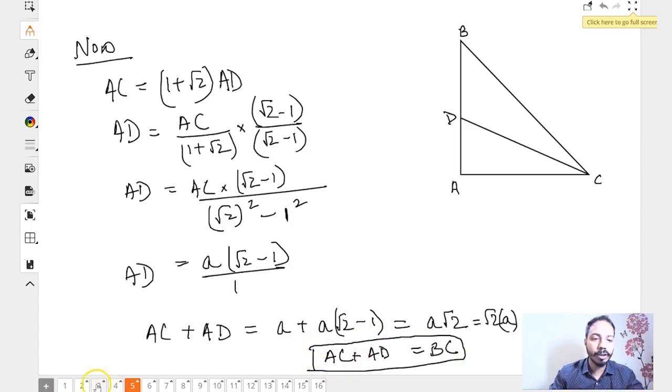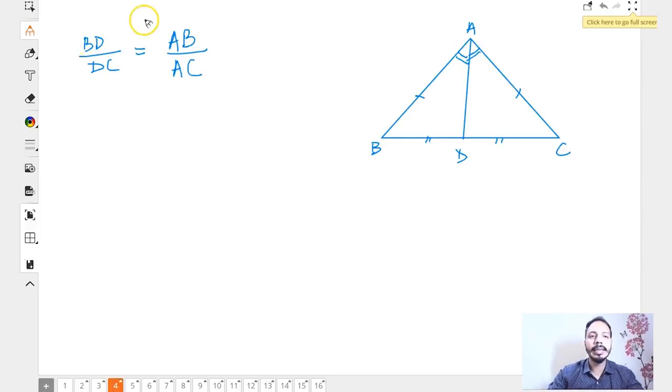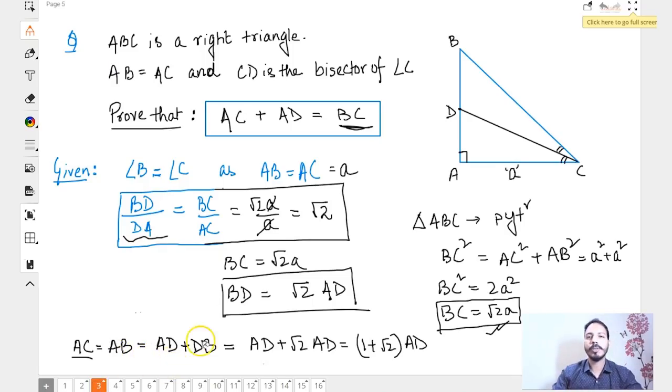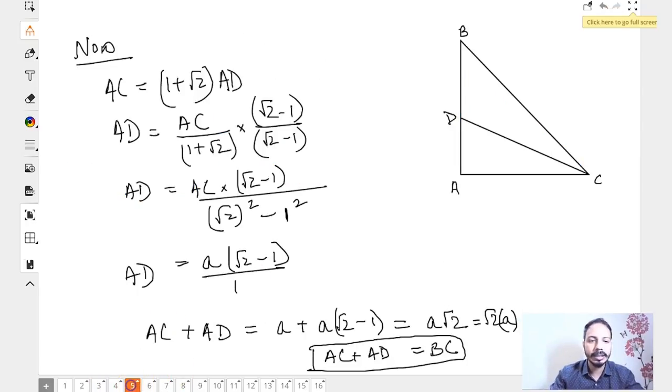So guys, for these types of problem, you need to know this theorem, angle bisector theorem. If you know this angle bisector theorem, you can easily solve these types of problem. Okay, so now let us go to the next type of problem.